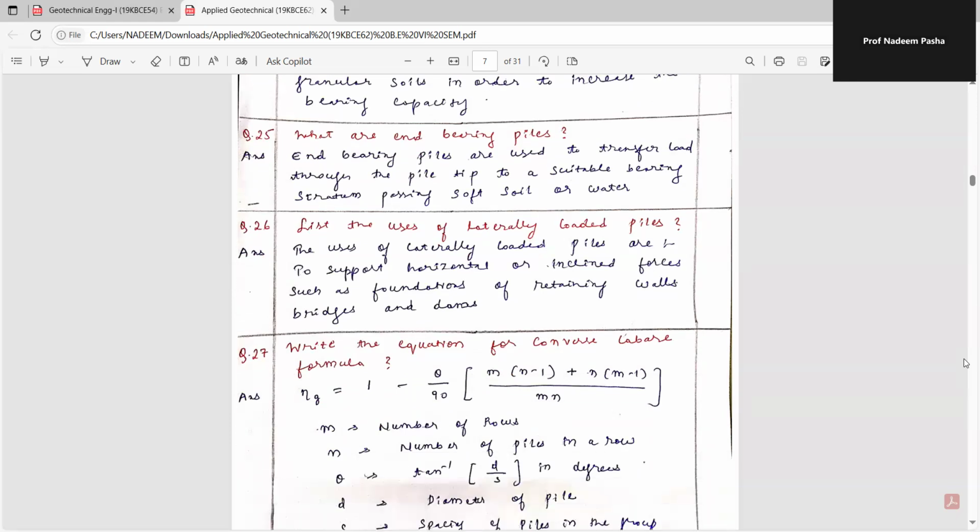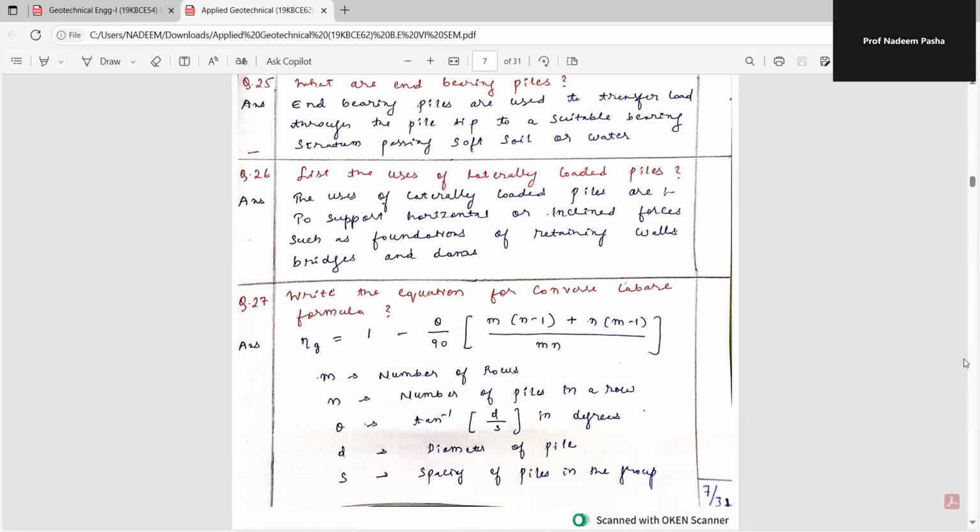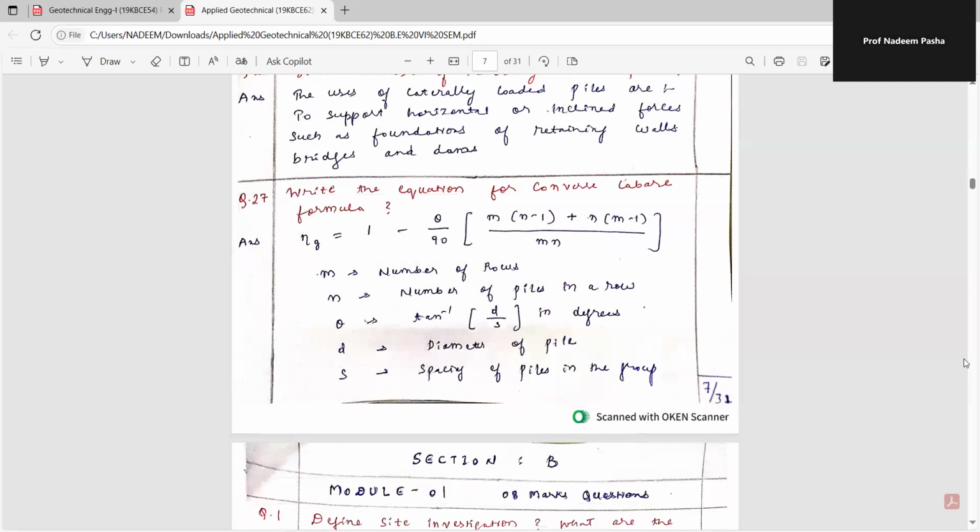Eta g equal to 1 minus theta by 90 times (m into (n minus 1) plus n into (m minus 1)) divided by mn. Here m is the number of rows, n is the number of piles in a row, theta equal to tan inverse of d by s in degrees, d is the diameter of the pile, s is the spacing of piles in the group.